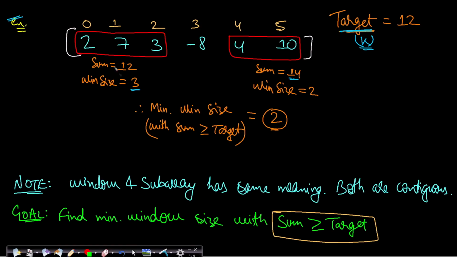Out of all possible windows where the sum of all the elements inside is greater than equals to target, you have to consider them and take the minimum of all the window sizes, and that will be returned as the answer. In this case, say you have just 2 windows, then we take the minimum of 3 and 2, and we get the answer as 2. I hope you understood this. One thing to note is window and subarray have the same meaning. Both are a contiguous part of the same array. Our goal here is to find the minimum window size which has sum greater than equals to target.